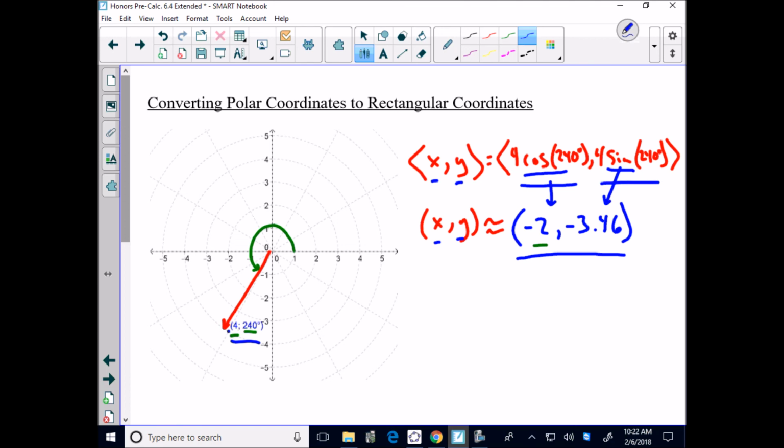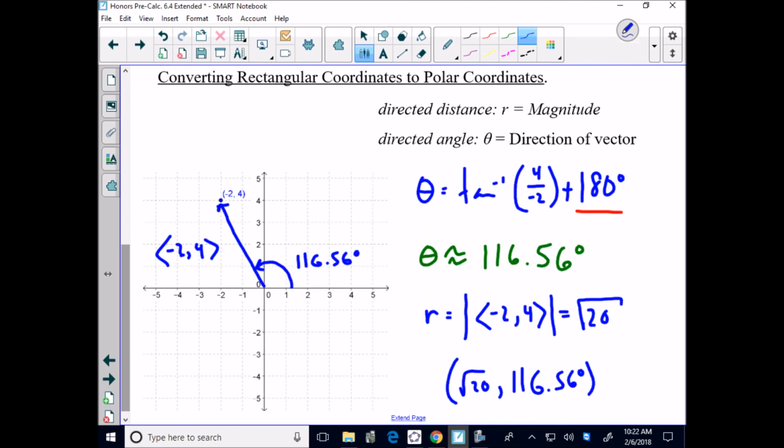All right, guys, so looking at the next one, we are converting from rectangular coordinates to polar coordinates. Right here, we have our point in the second quadrant, so we extend our vector from the origin to that point. Now, when we're evaluating the direction of our vector, we want to do inverse tan of the vertical component divided by the horizontal component, but because we're extending into the second quadrant, we're also going to add 180 degrees, and that gives us the angle of 116.56 degrees as our directed angle, or the direction that our point is in.